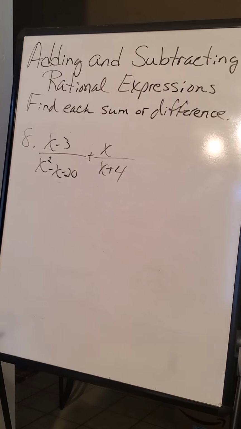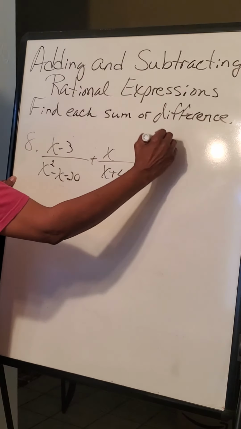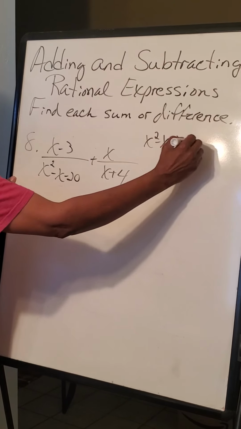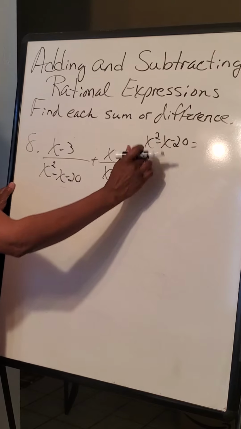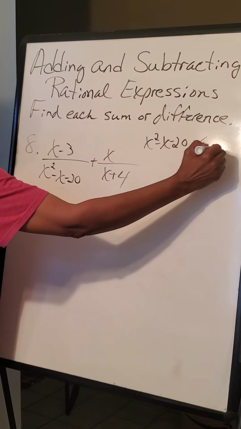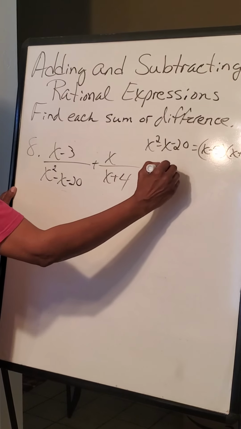Well, I need to find my least common denominator. So let's factor this x squared minus x minus 20. Let's see if we can think of two numbers we could multiply and get a negative 20, combine, get a negative 1. It would be an x minus 5 and an x plus 4. This is already x plus 4.